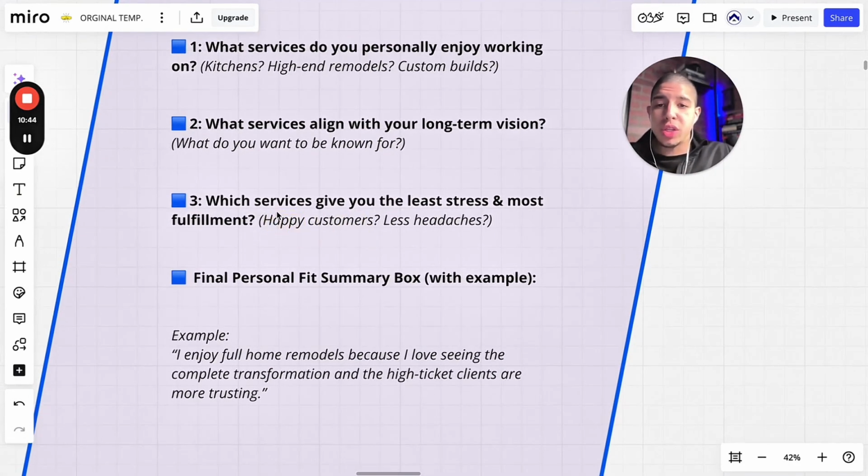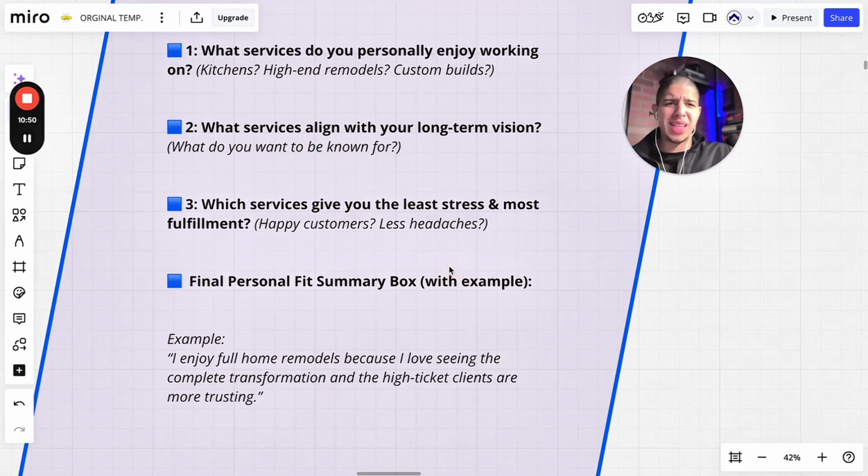Number 3, which services give you the least amount of stress and the most amount of fulfillment? What makes you take a bunch of pictures and just sit there with your arms crossed and say, damn, that's a beauty, right? Those are the jobs you want to do, man. That brings you fulfillment, and you're excited for the next one to come.